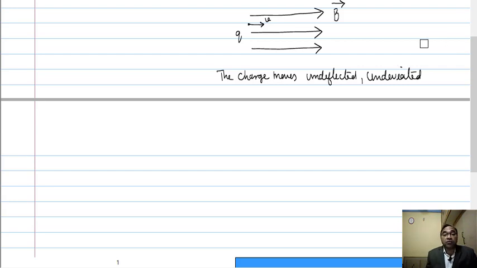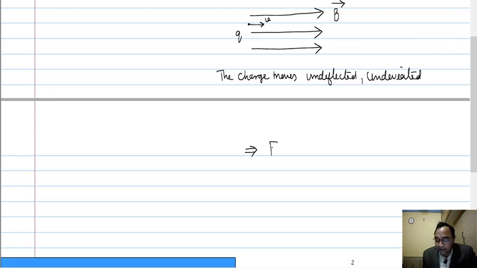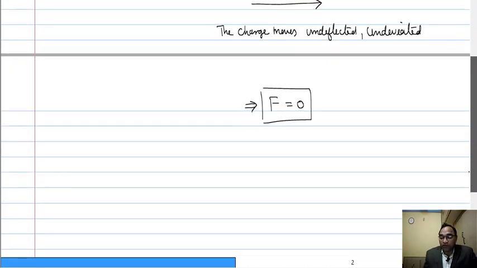So if the charge moves undeflected and undeviated, what is the conclusion? This means that F is 0. That is, the magnetic field is not exerting any force on the charge. The charge is not experiencing any force due to the magnetic field. So this is what we observe: if the motion of the charged particle is parallel to the field direction, then there is no force on it. So the motion of the charged particle is a straight line.